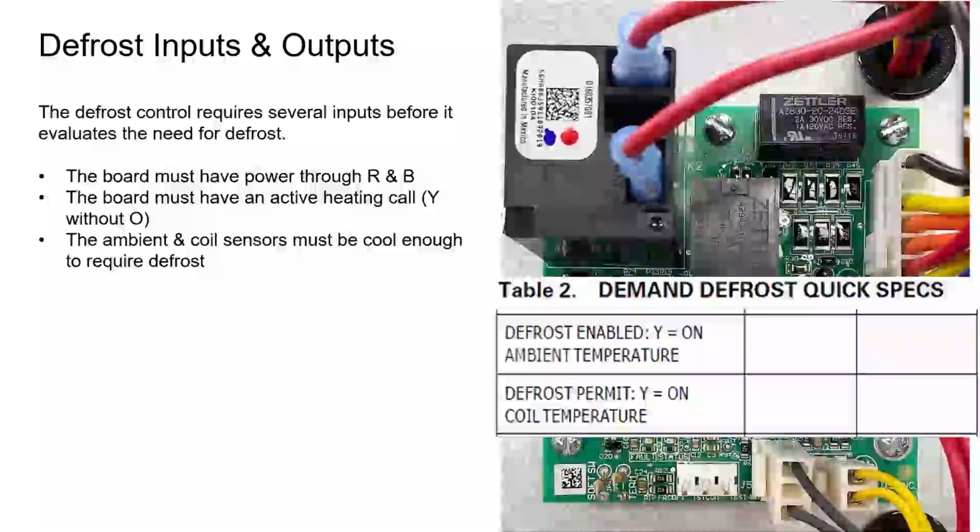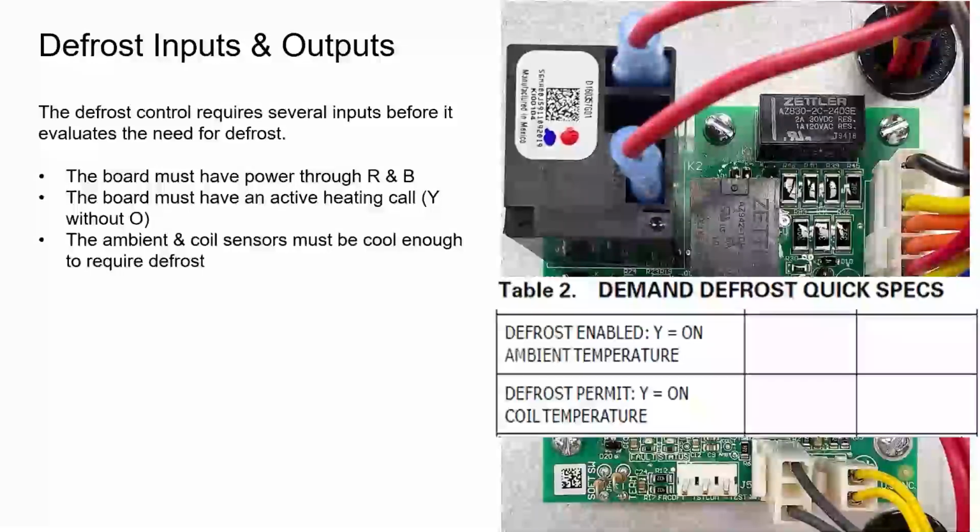A couple of things that we need to understand is defrost has to have some inputs. We've got to power the R and B of the board. Heat pumps will actually run if you give them a Y signal in heat mode or a Y and an O in cooling. However, the unit will never go into defrost without 24 volts between R and B, the red and the blue. Okay, so active heat call is a Y only call. Cooling call is a Y and an O.